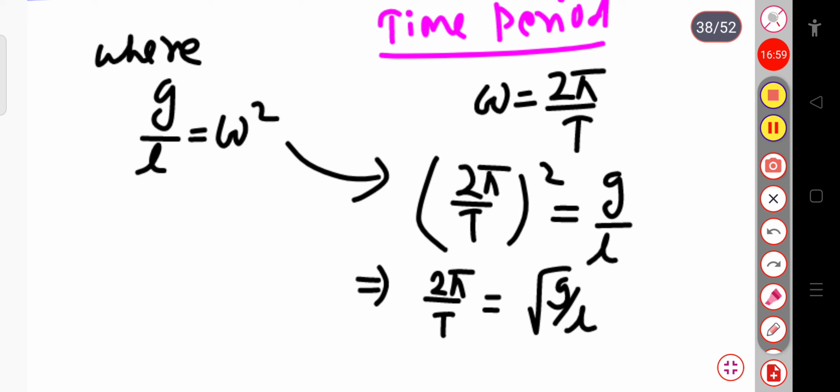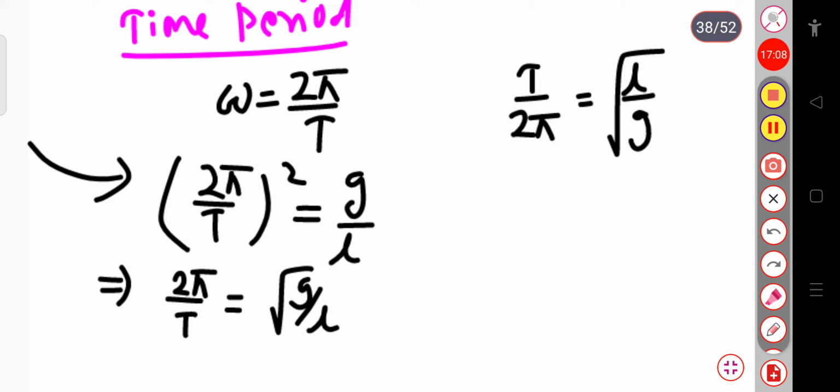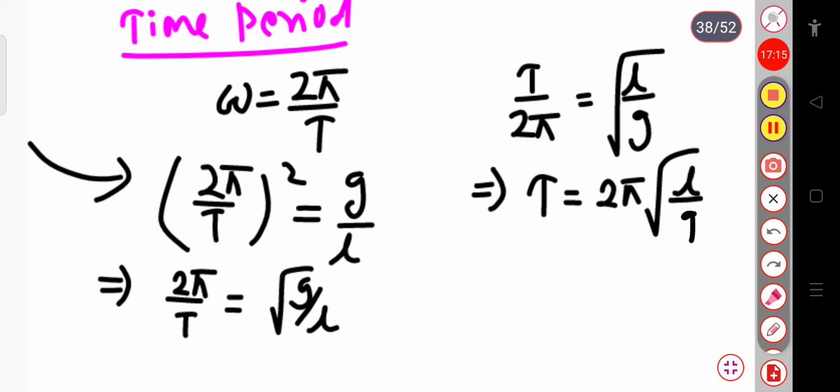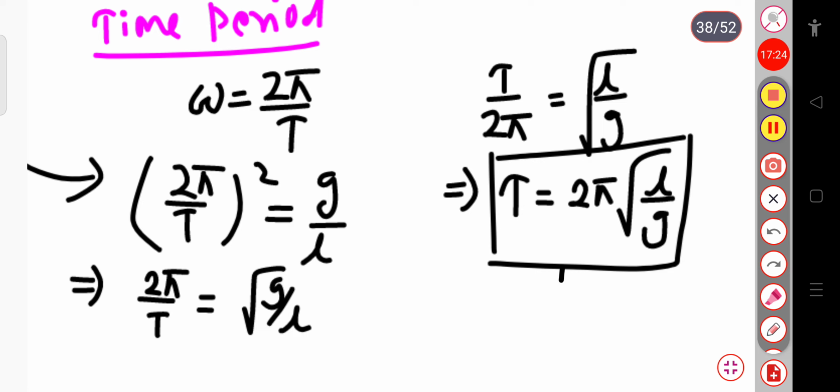If I take the reciprocal of this, then T/2π will be equal to the square root of L/g, or the time period T will be equal to 2π times the square root of L/g. So this is known as the time period of the simple pendulum for small oscillation, which is the period of simple harmonic motion.